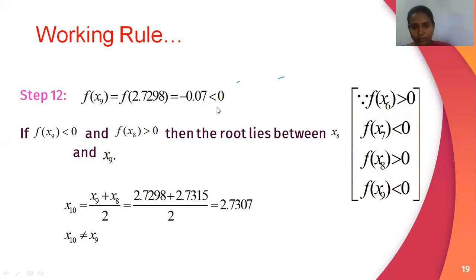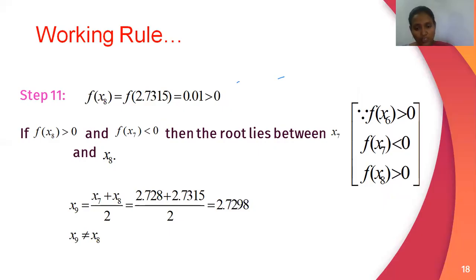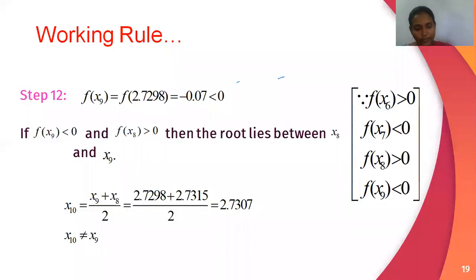So here check with the previous value. F of x8 is positive. So now f of x9 is negative, f of x8 is positive, which means the root lies between x9 and x8. Now find out the 10th approximation, the average of 8th and 9th approximations. We got 2.7307. What is the 9th approximation? 2.7298. Both are different, so go to the next approximation.